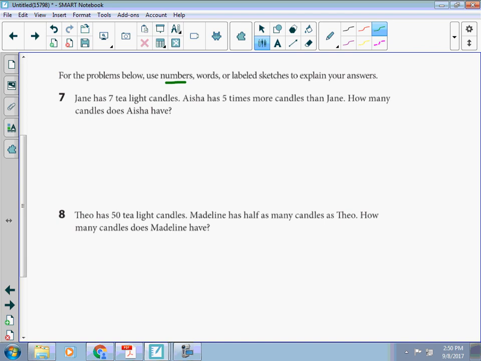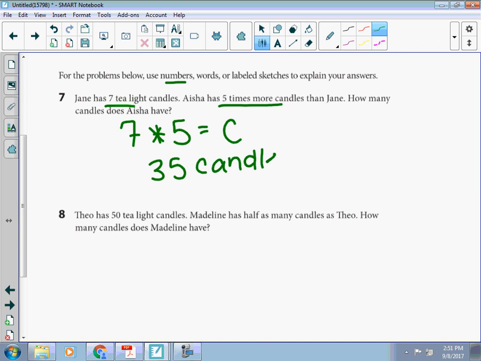Okay. Jane has 7 tea light candles. Aisha has 5 times more candles than Jane. How many candles does Aisha have? Well, we start with 7, and I'm doing 5 times more. So I know my equation is 7 times 5 is going to be my candles. And I know that math fact, so I know that I will have 35 candles. If I don't know that math fact, then we're going to set up one of our strategies to solve for it. And number 8.